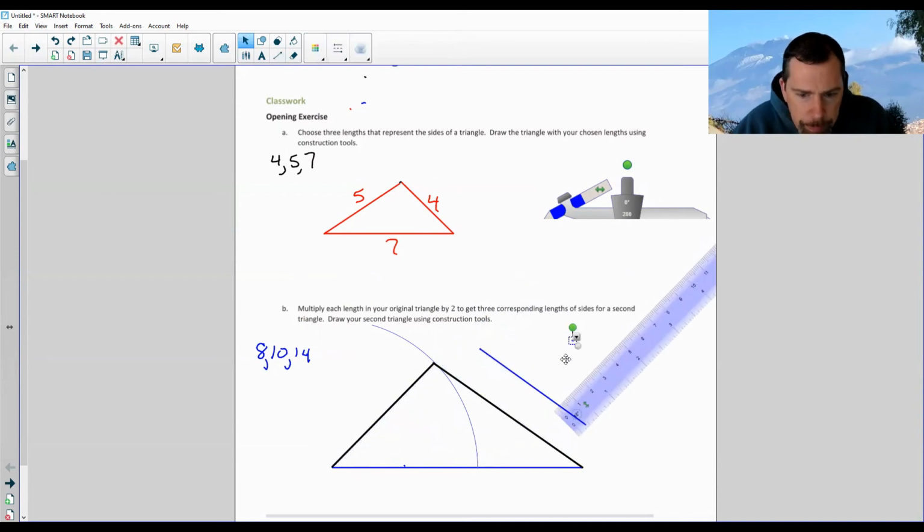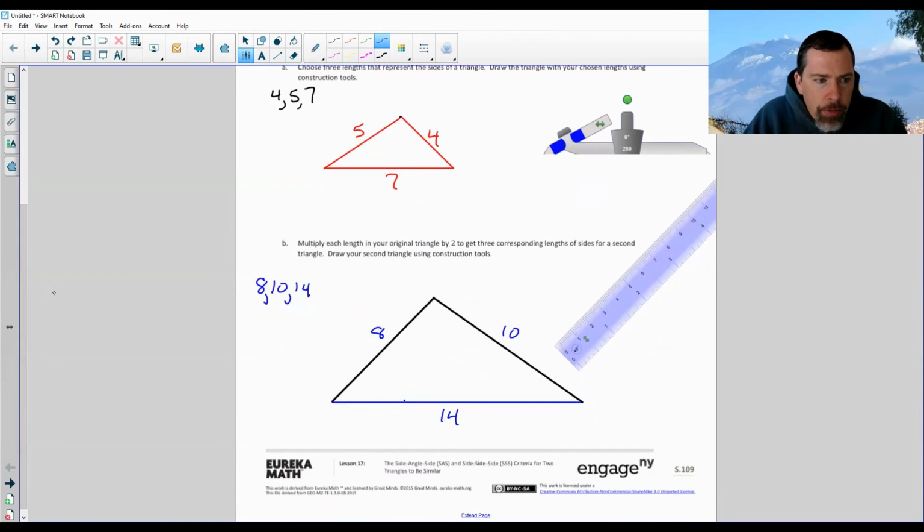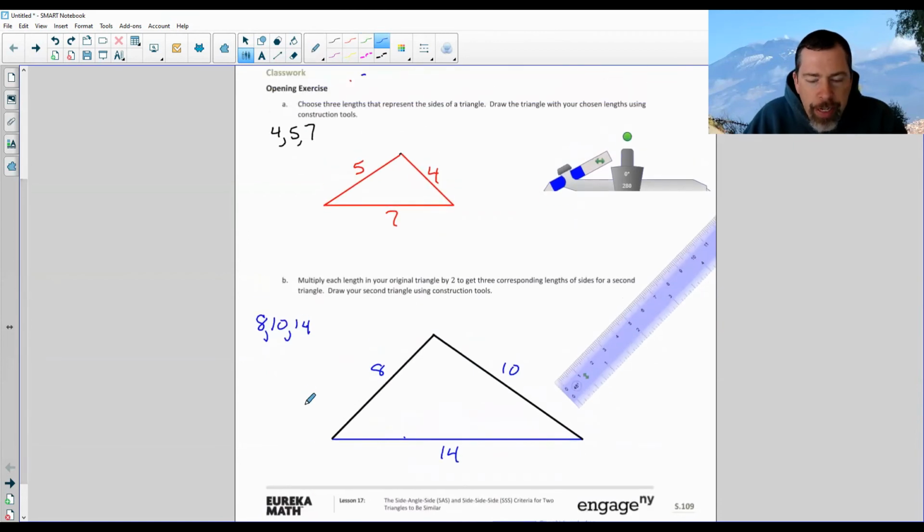Let's clean this up. Get rid of this arc. Now this is 14, this is 10, and this is 8. Draw your second triangle using construction tools. Okay, done. So there you have it.